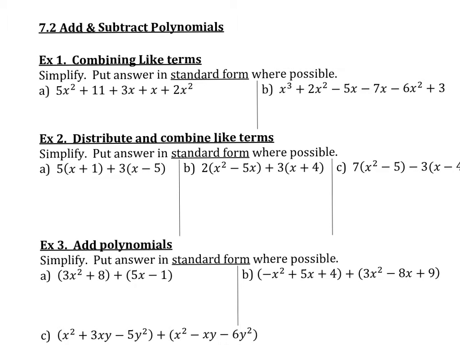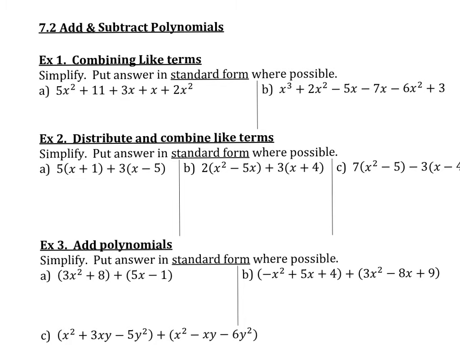In section 7.2, we are going to add and subtract polynomials. Adding and subtracting polynomials is the same as combining like terms or simplifying expressions. So we do know how to do this. We just haven't done it with quite as many variables and exponents. So it says simplify, and then put the answer in standard form where possible. Standard form is when you go highest degree to lowest degree, or highest exponent to lowest exponent.